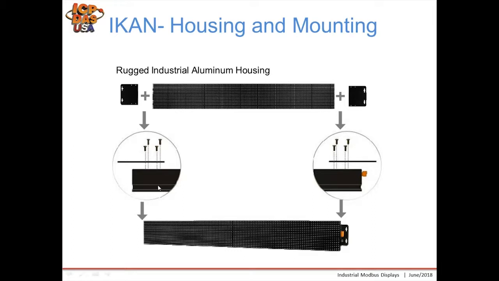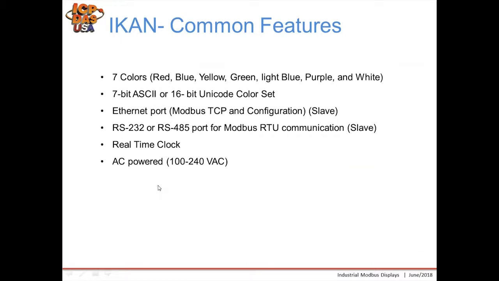Common features for the IKAN. There are 7 color LEDs across the message board for any pixel. It can display 7-bit ASCII or 16-bit Unicode characters. It has both an Ethernet port and RS-232 or RS-485 ports for Modbus communication, and the Ethernet port is also used for configuration. The IKAN displays are Modbus slave devices, and they have a real-time clock built in and are AC powered between 100 to 240 volts AC.